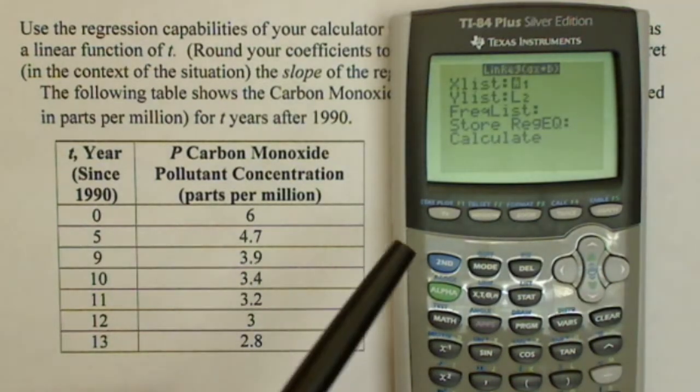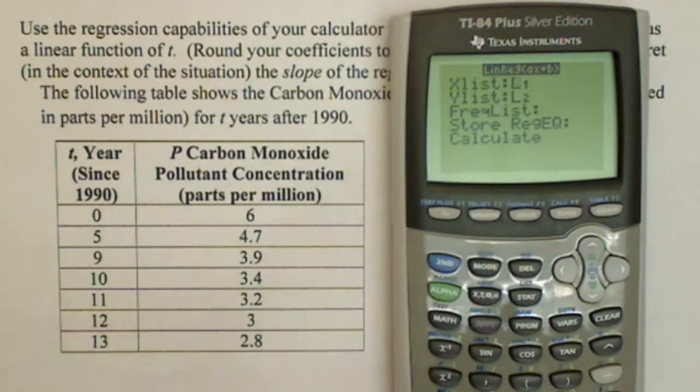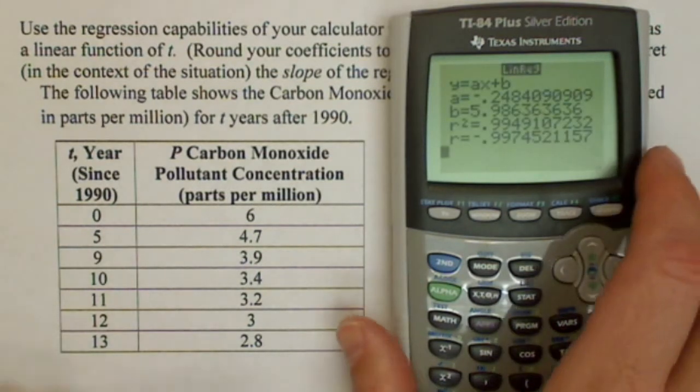Depending on your version of your TI, you might get this list here. It tells me I want to use X as my L1 and Y as L2. You can always change that there if you want. Calculate. And there's my linear regression function.